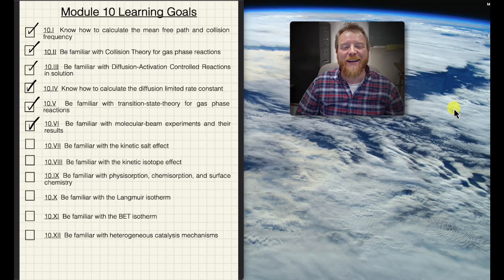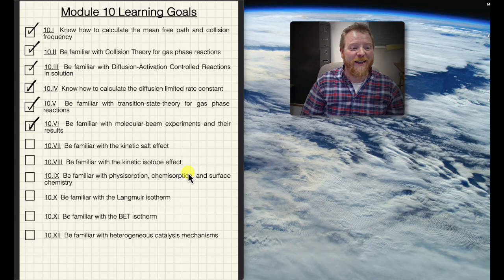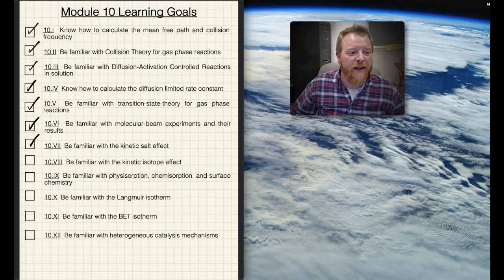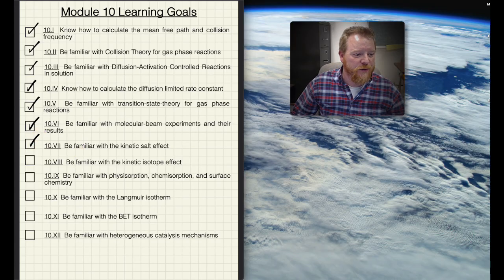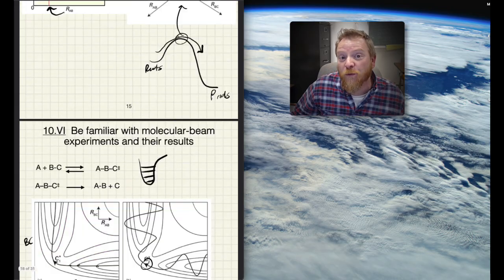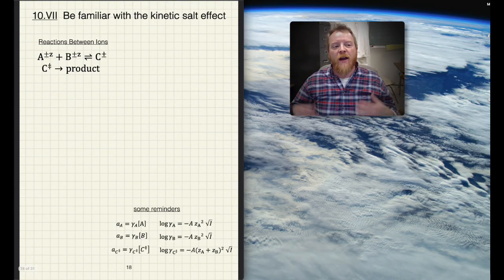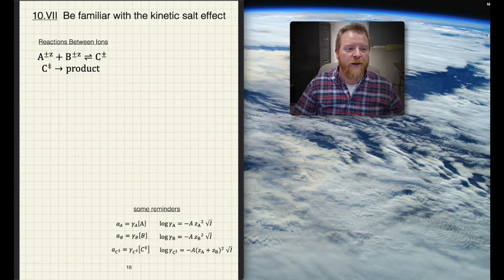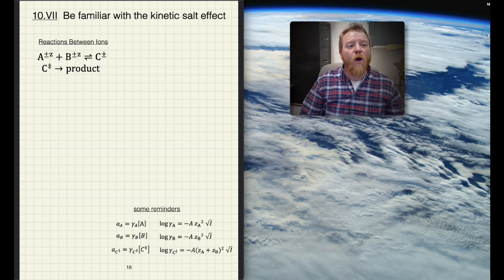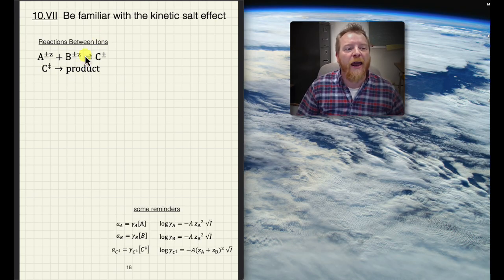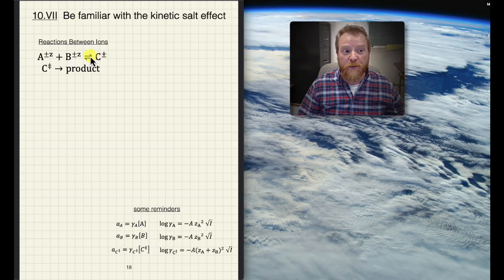Okay, folks, getting into this next learning goal on the kinetic salt effect. This is a bit complicated in the math, but I think there's a really cool qualitative result that I really want you to be more familiar with than the math itself. All the same, let's go through it. And hopefully this reaction looks somewhat familiar to you.